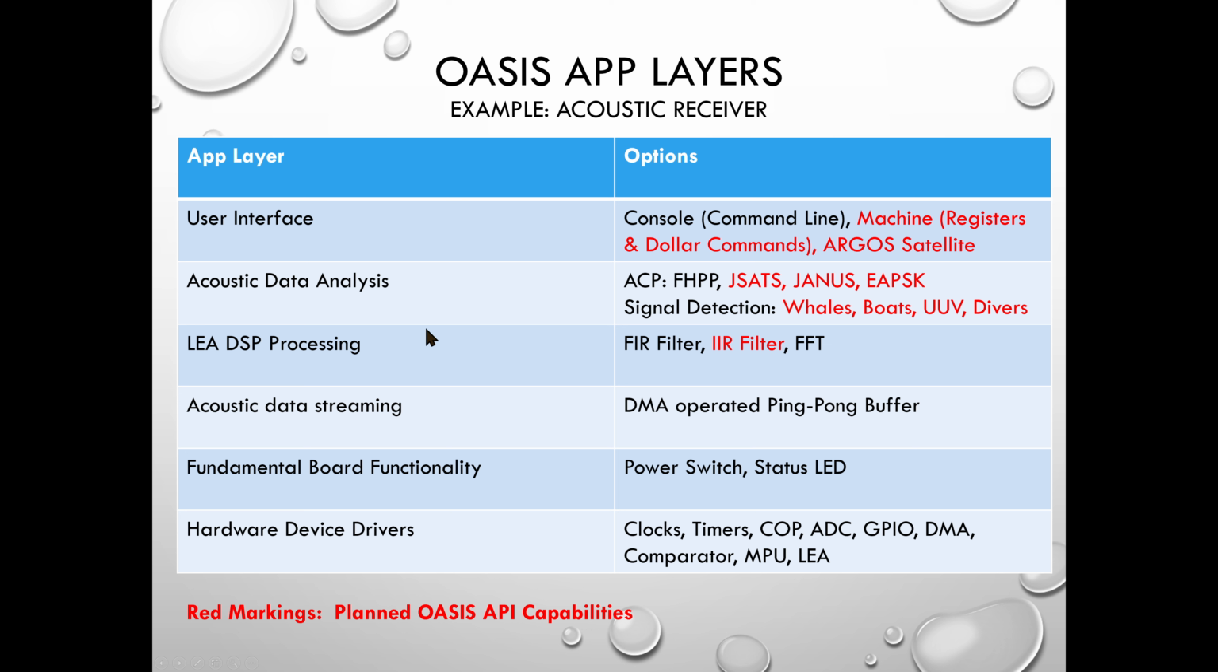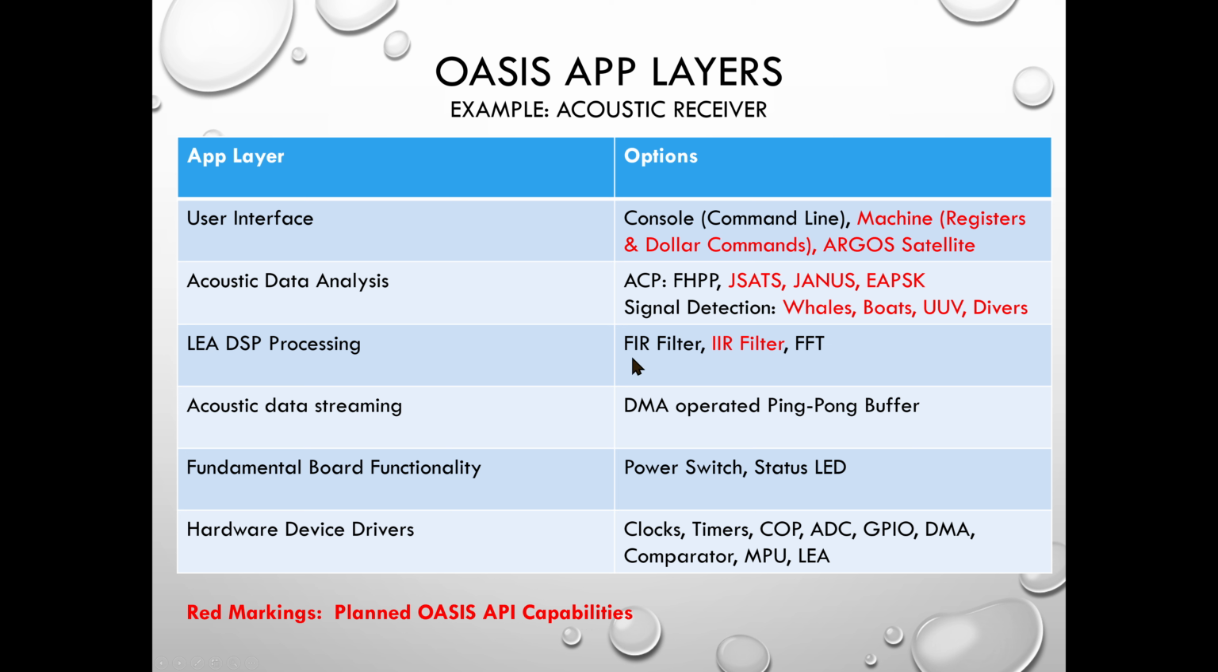Then once the data is in the ping pong buffer, you go through some DSP processing using the DSP coprocessor that TI calls the LEA, low energy accelerator. You can do an FIR filter, or FFT, which is really a complex FFT, and we'll implement an IIR, infinite impulse response filter next, and add that to the next version of the API.